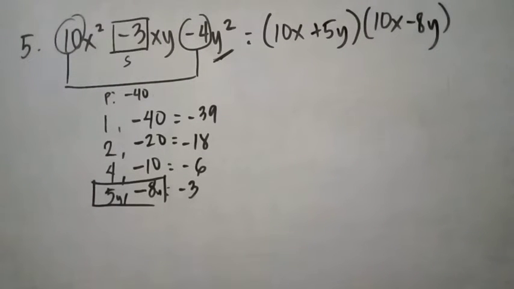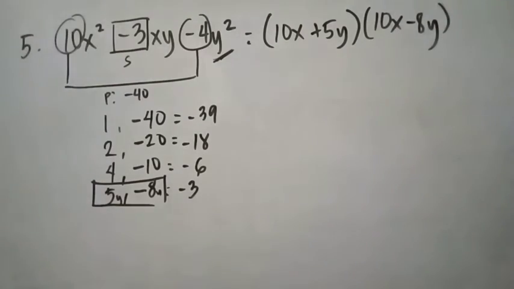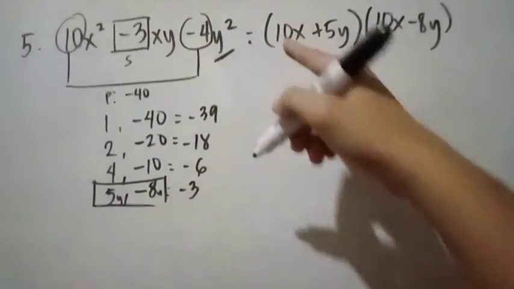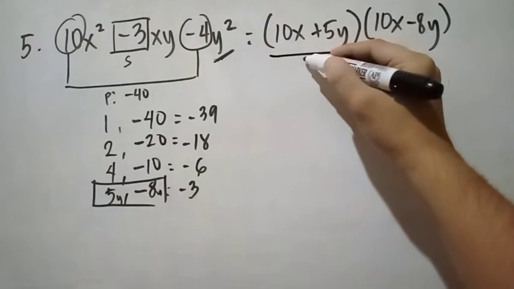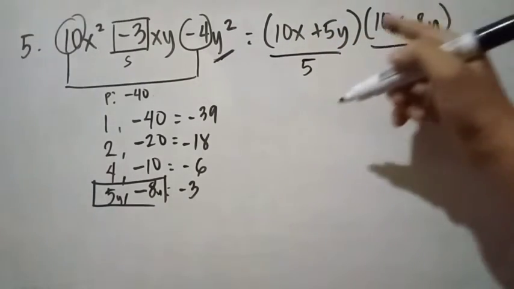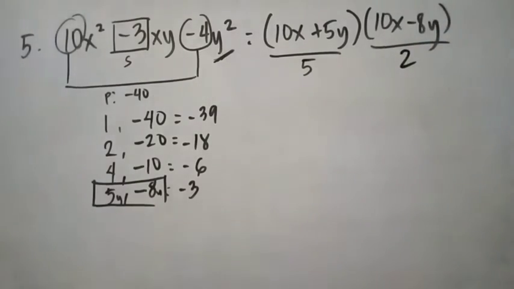Ayan. Hindi pa yan tapos kasi i-divide pa natin yung binomial sa kanilang common factor. So, dito, 10 at saka 5. So, i-divide natin sa common factor na 5. Tapos, dito naman, 10 tsaka 8. I-divide natin sa common factor na 2.